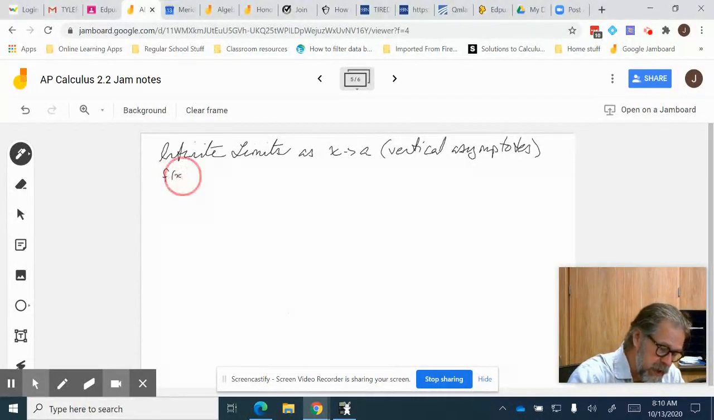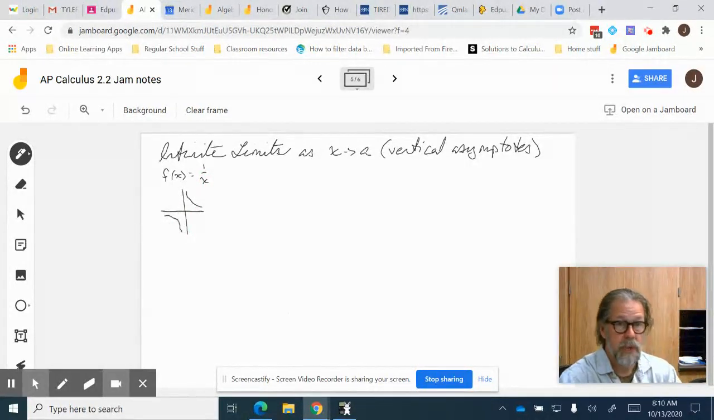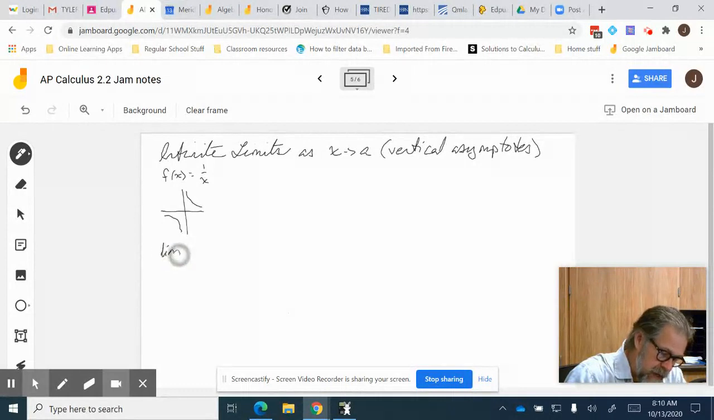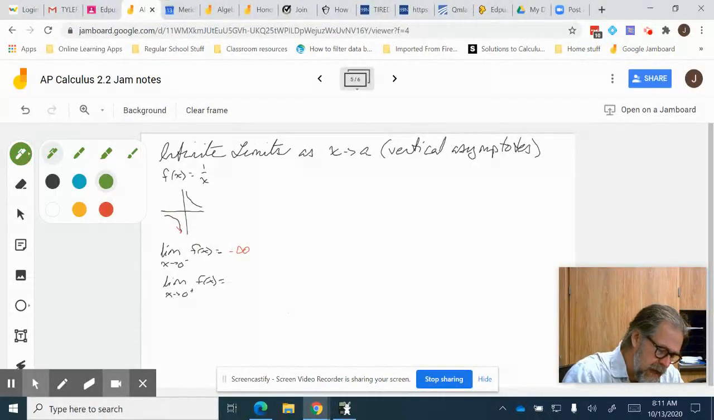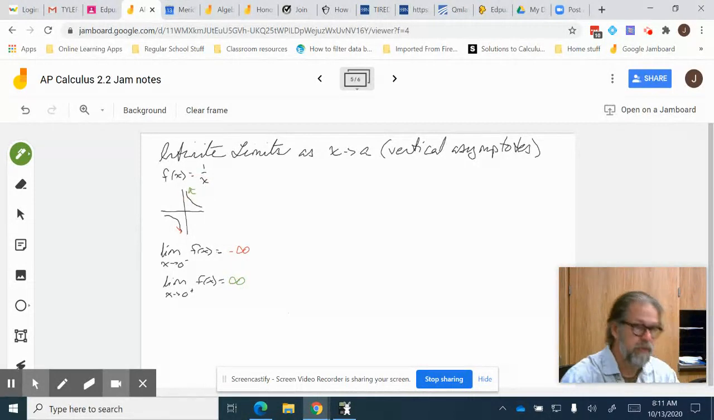So let's look once again at the function f of x equals 1 over x, which of course we know looks like this. Well, let's take a look at two limits. One, the limit as x approaches 0 from below of the function. Two, the limit as x approaches 0 from above of the function. And what we notice is that as x approaches 0 from below, this is going to be negative infinity. And as x approaches 0 from above, this is going to be positive infinity.